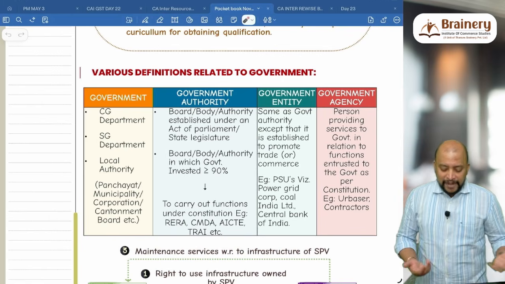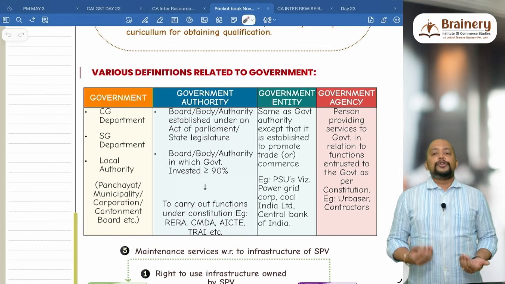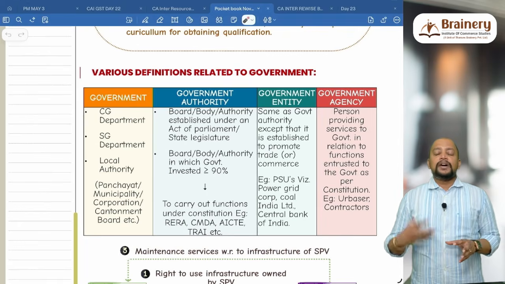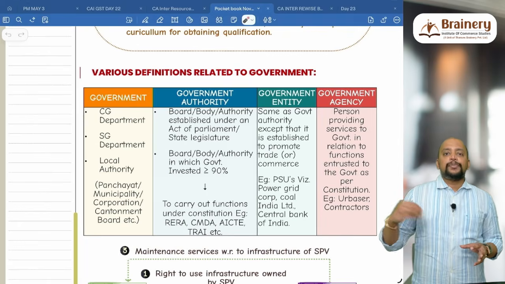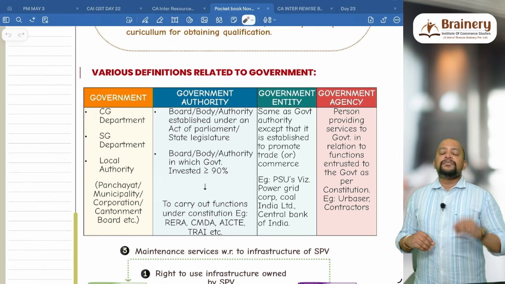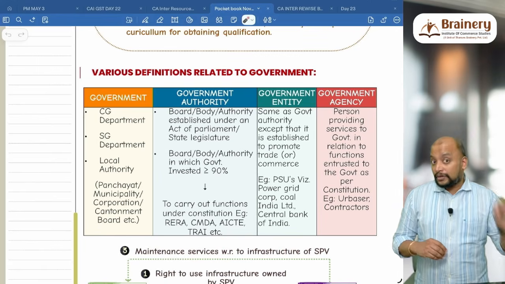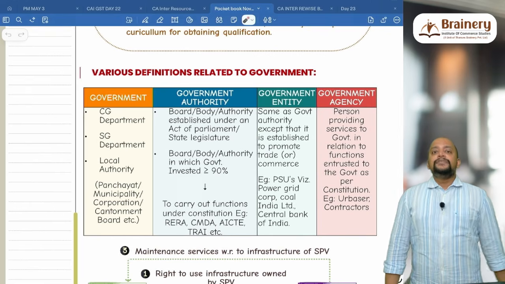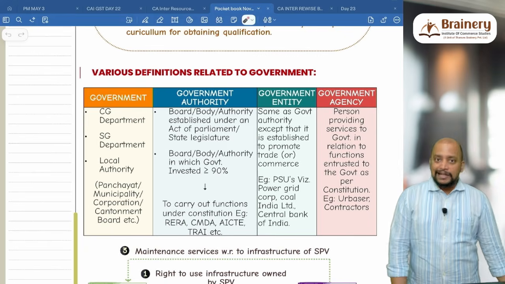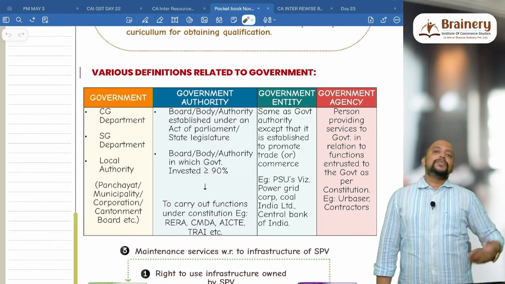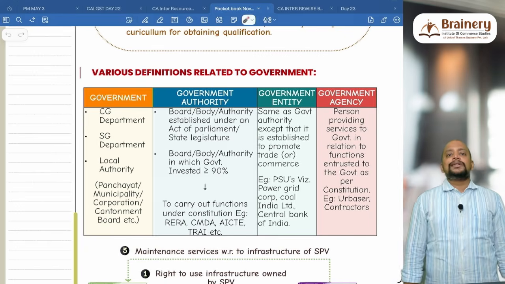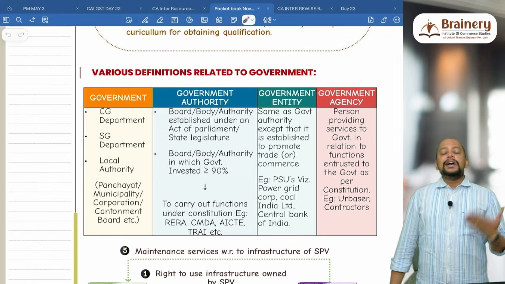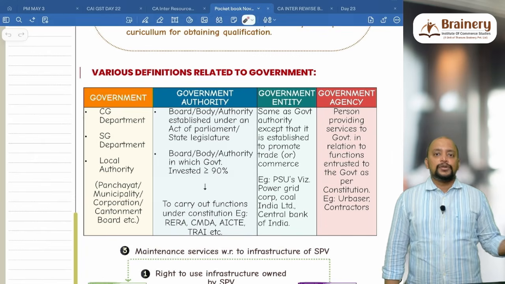When we say local authority: panchayat, municipality, corporation, cantonment board. Mainly remember, whenever there is a municipal fund or a government fund available, and an authority is appointed to utilize that municipal fund or government fund, that will be called local authority, not government authority. But government authority means a board or body or authority which is established under an act of parliament or state legislature, or the government has invested greater than or equal to 90% in that authority, and mainly that authority will be carrying out the functions under Constitution Article 243G or 243W.